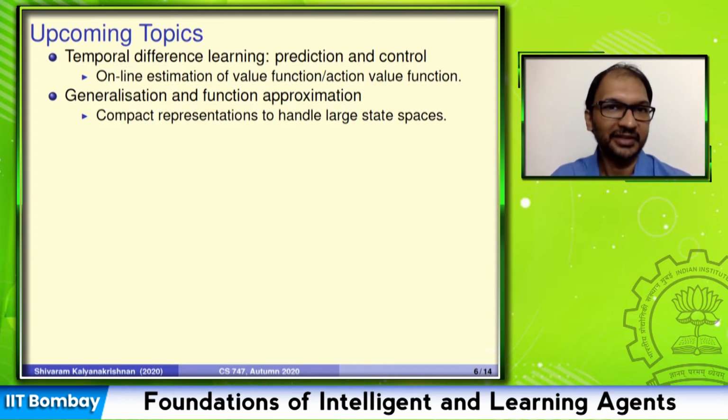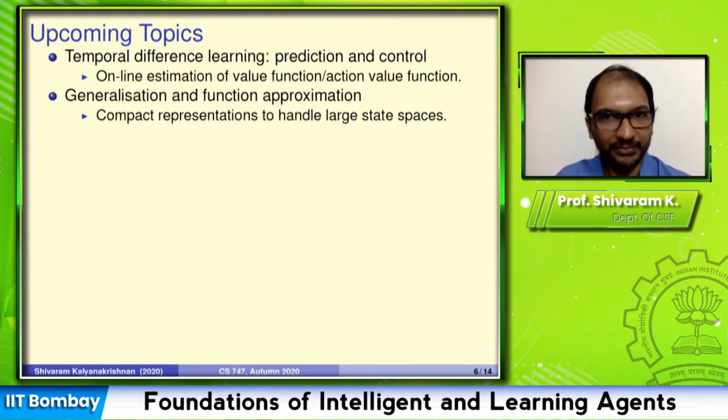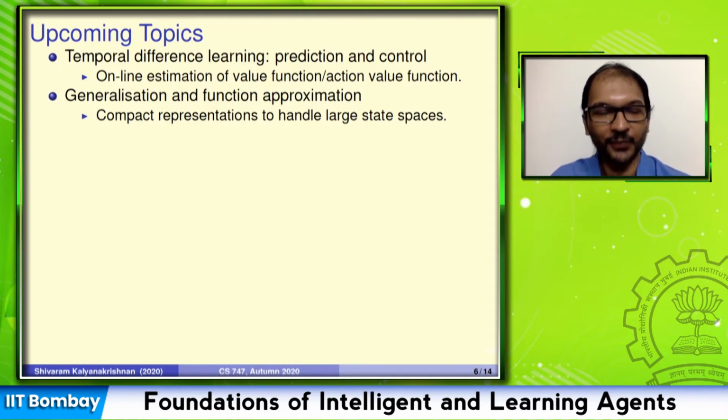It's in this context that we will start reusing, or drawing some parallels with, supervised learning. You need to use some compact representation. You might use a neural network, you might just use a linear function of some features, but then the updates you will do, the way you handle it sometimes, will go through the supervised learning route. So it's a good idea for you to brush up a little bit on your supervised learning by the time we get to generalization and function approximation.